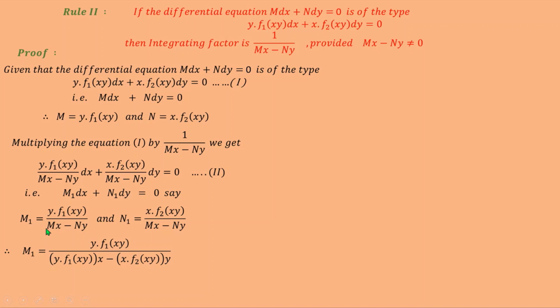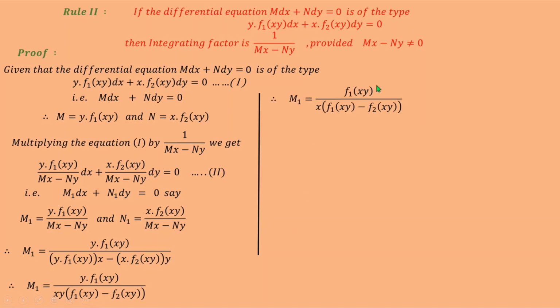Now put here the values of M and N, so we get M1 is equal to y f1 xy upon y into f1 xy into x minus x into f2 xy into y. Here both terms contain x into y, so take out xy as common from the denominator, and so we get y into f1 xy upon xy times f1 xy minus f2 xy. Here y gets cancelled, and so we get M1 is equal to f1 xy upon x into f1 xy minus f2 xy. Similarly, we can write N1 as f2 xy upon y into f1 xy minus f2 xy.